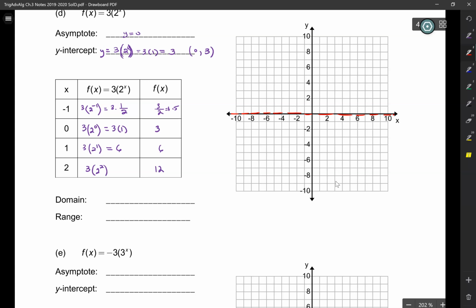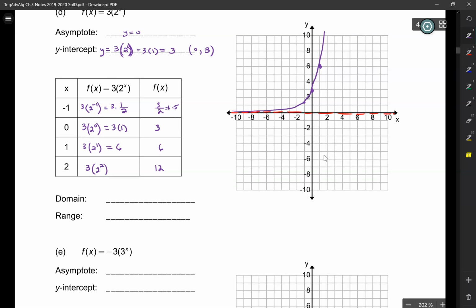Okay, now look, at negative 1, I'm at 1.5. And then 3. And then 6. Okay, now look, I have 3 points. My fourth one is going to go above the grid. So it's okay to be satisfied with this and then just graph it with the 3 points. If you didn't have 3 points, you would have had to pick another one, right? Okay, domain is all reals, and range is y is greater than 0.